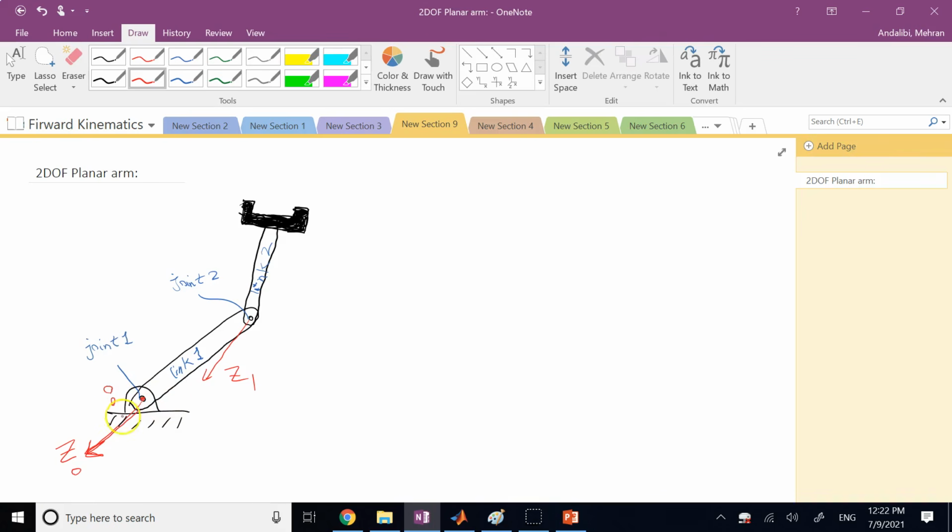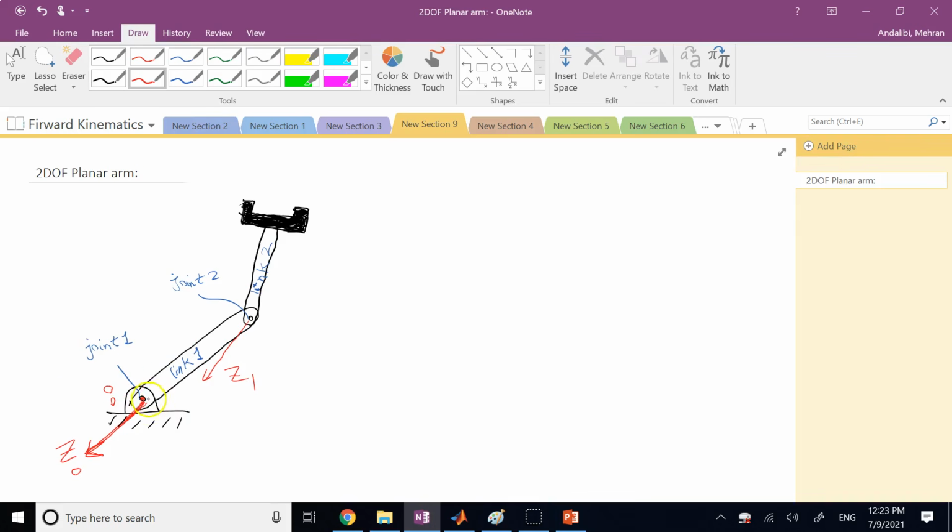Now, what about x0 and y0? Which direction? Well, it doesn't matter. All that matters is that it's a right-handed system. For example, I can choose x0 to be something like this, and then y0 perpendicular to that, something like that. Does it give me anything special? No. Here x0 is just rotated with respect to the horizontal axis, and y0 also has to rotate the same angle to keep the system right-handed.